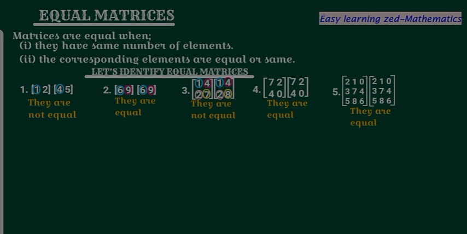Okay, just like I said earlier on, if you are confused on how to identify the position of elements in matrices, you can go to the description box and check the video where I talked about the position of elements in a matrix. So basically, this is how you can identify whether the given matrices are equal or not.